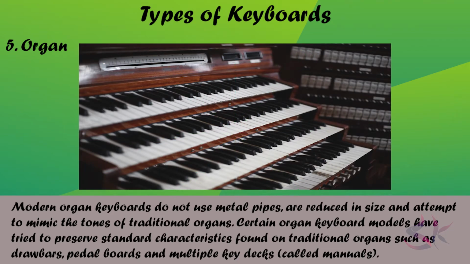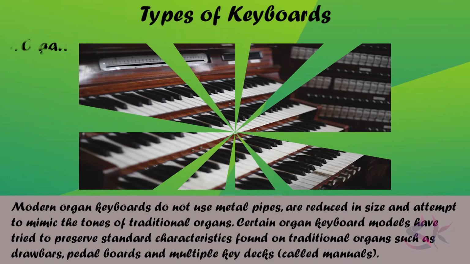Number 5, organ. Modern organ keyboards do not use metal pipes. They are reduced in size and attempt to mimic the tones of traditional organs. Certain organ keyboard models have tried to preserve standard characteristics found on traditional organs, such as drawbars, pedal boards, and multiple key decks called manuals.